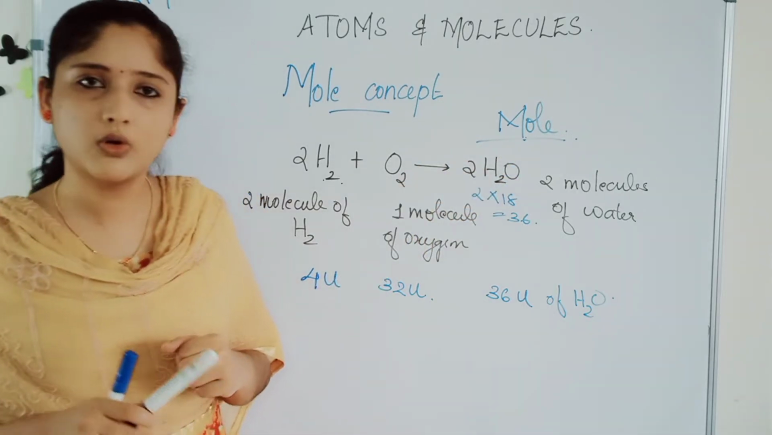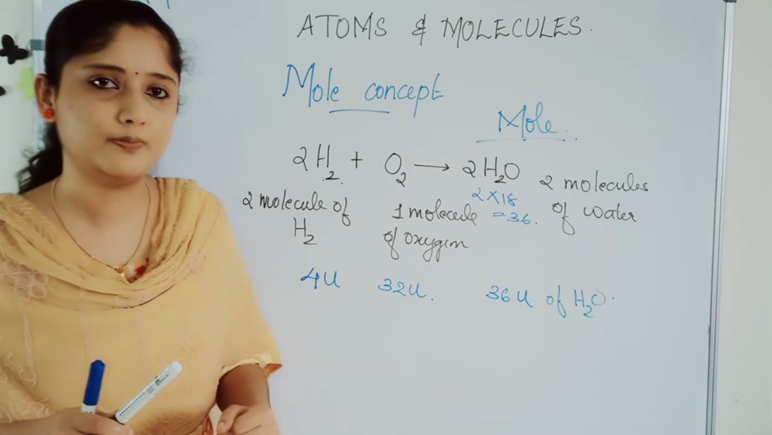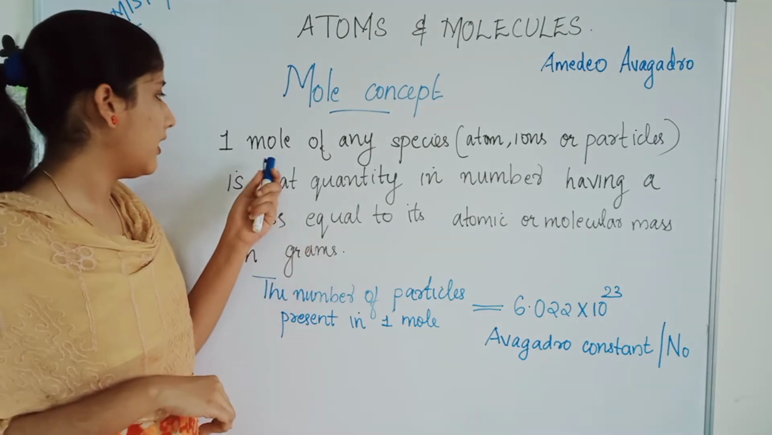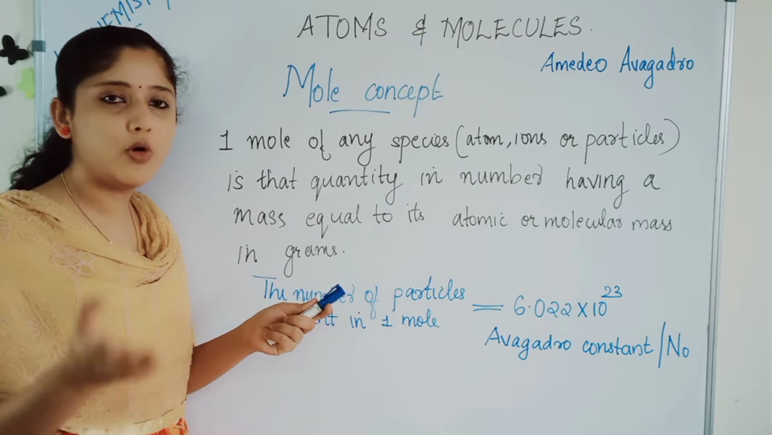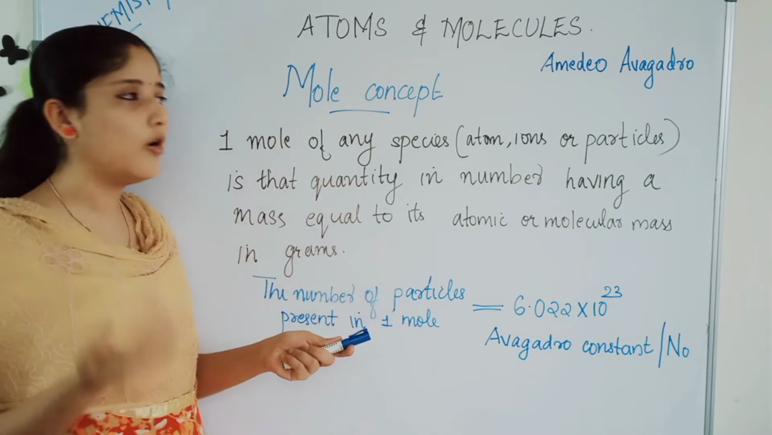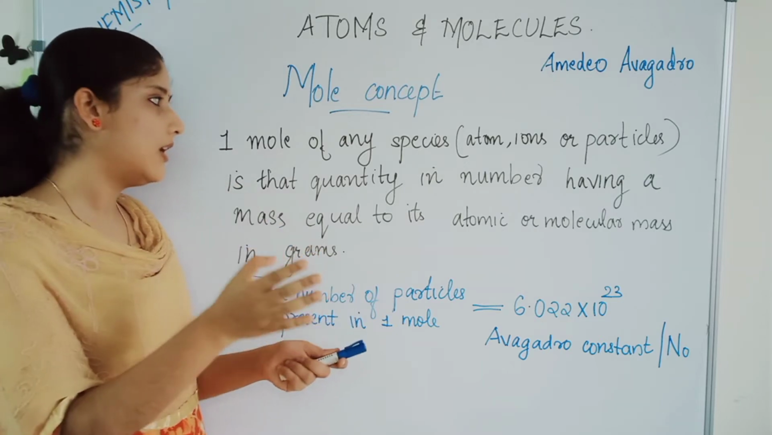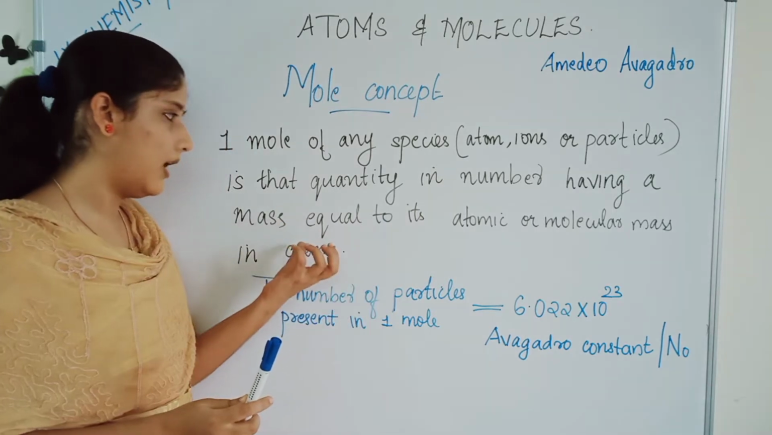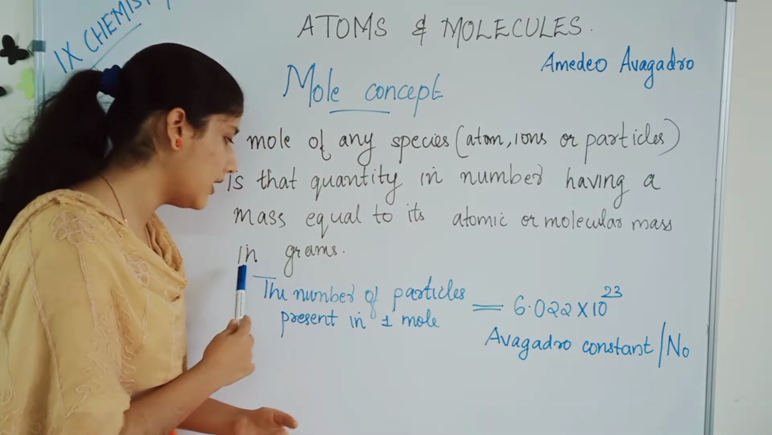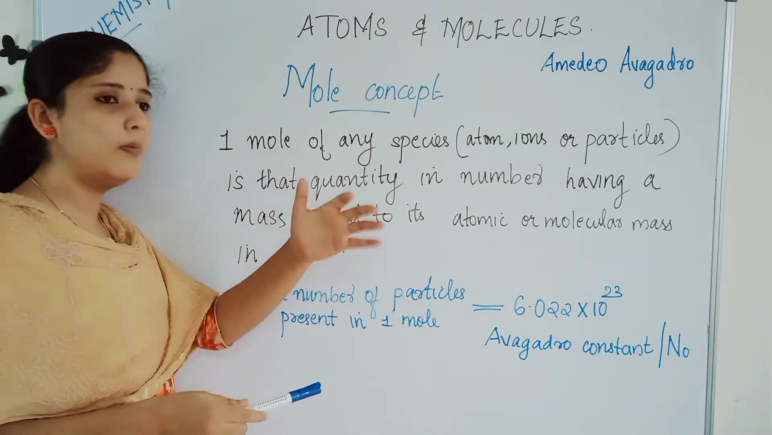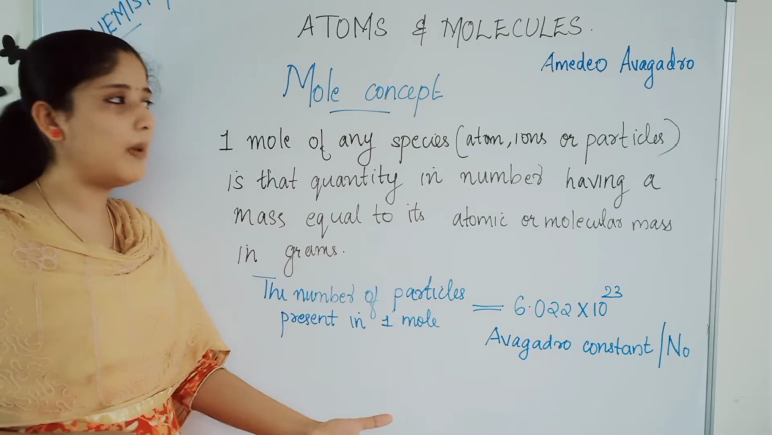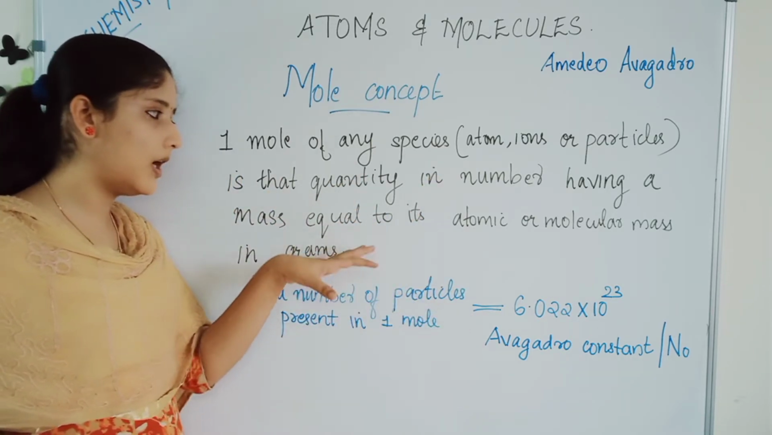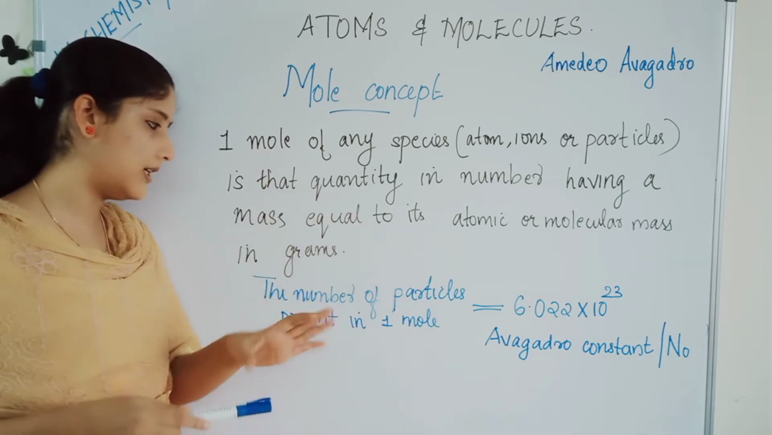So now we are going to discuss what is a mole. 1 mole can be defined as follows. 1 mole of any species, it can be 1 mole of atoms, or 1 mole of ions, or 1 mole of particles, is that quantity in number having a mass equal to its atomic or molecular mass in grams. This is the definition of 1 mole.